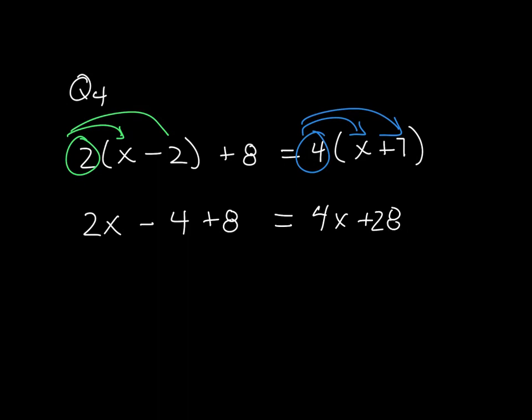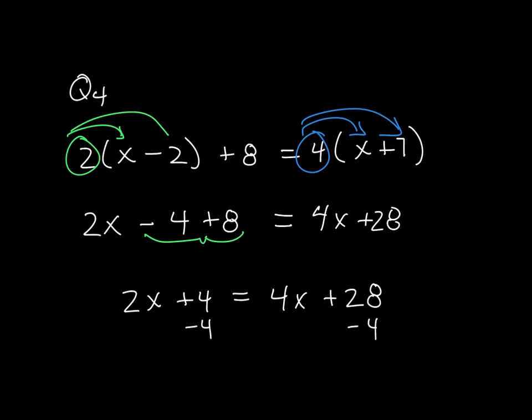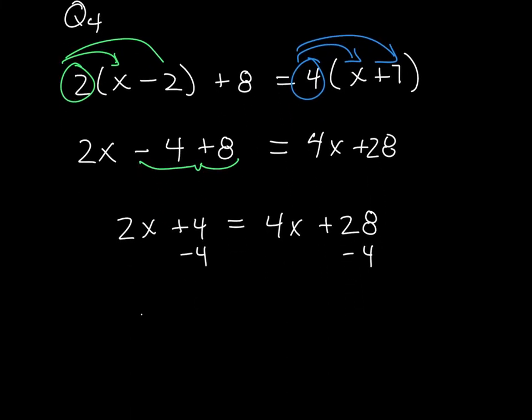Now over here on the left-hand side, I am going to go ahead and combine my like terms. I'm going to combine negative 4 and 8. So now I'm left with 2x plus 4 is equal to 4x plus 28. Subtract 4 from both sides. I'm left with 2x is equal to 4x plus 24.